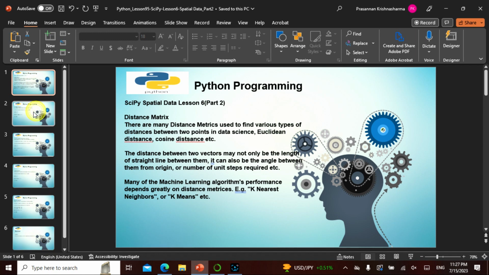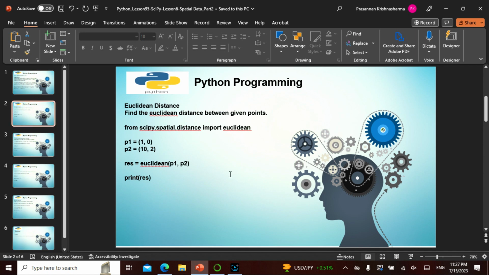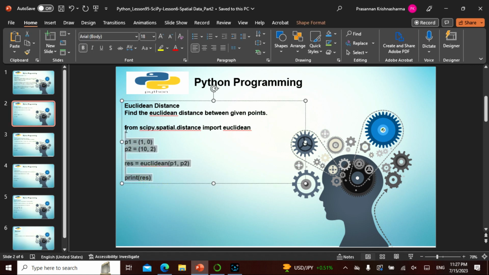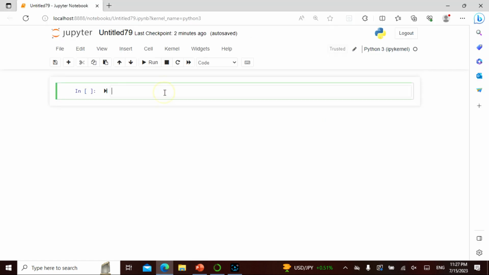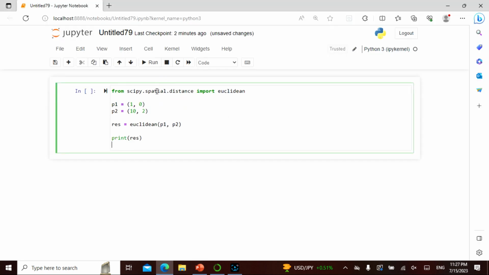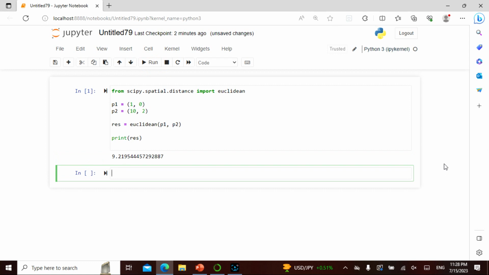Let's have a look into the different distances, and the first is the Euclidean distance. This is how we find the Euclidean distance. The code is from scipy.spatial.distance import euclidean. We have P1, P2, two vectors, then I find the result of this and print it. When I run this, it gives me the distance, 9.22.